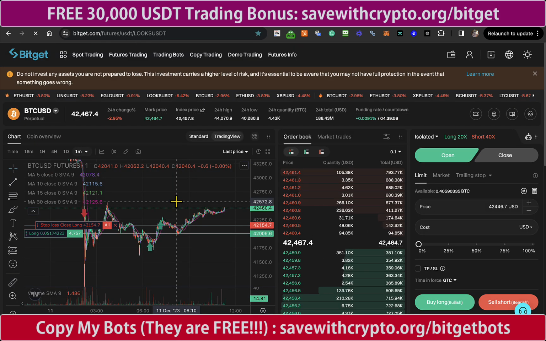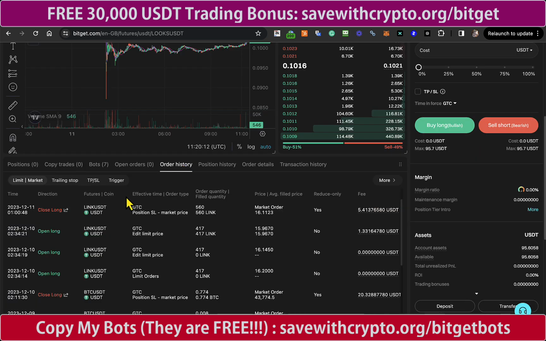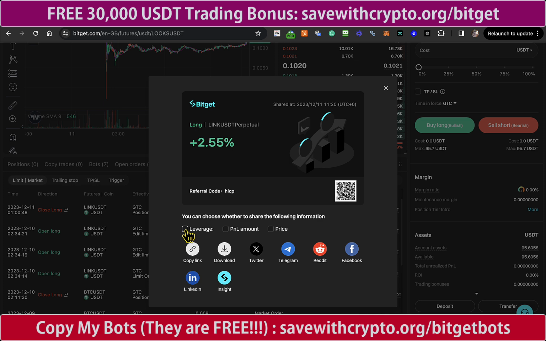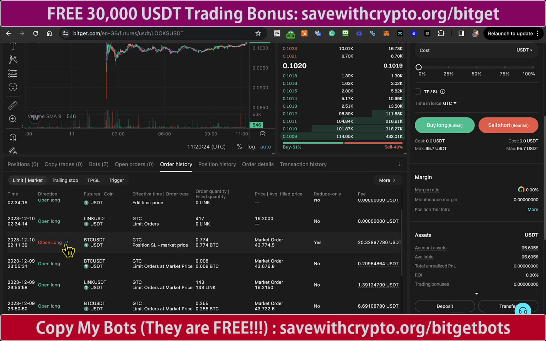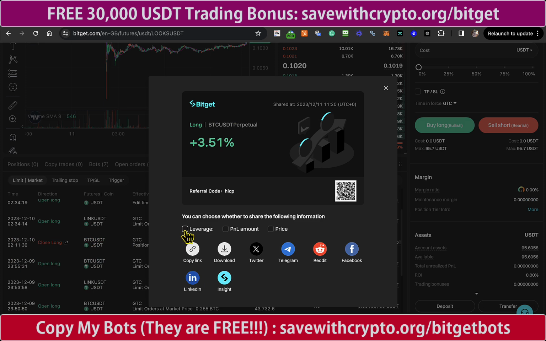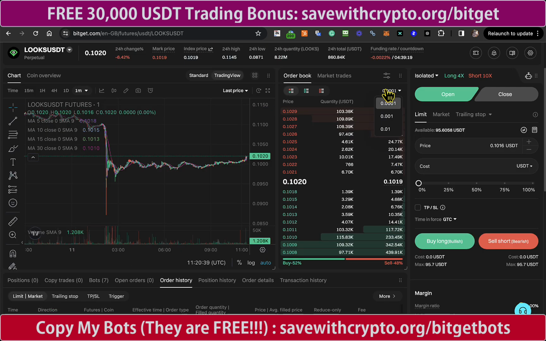I also had some USDT-M trades as well. They all closed. I had this LINK one here, hit my stop loss in profit. That made $45, not particularly impressive. And then this one here, this was a Bitcoin USDT one, and this did 3.51%, which is $47. So overall in that crash, I made a reasonable amount of money, but I could have made so much more. But it's all good fun.